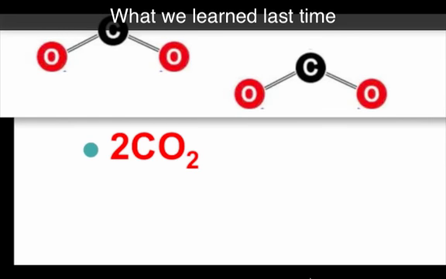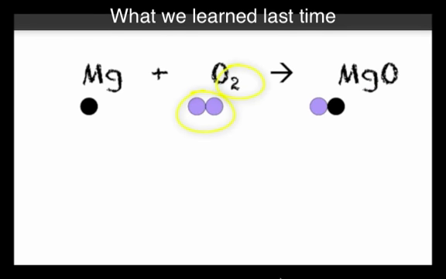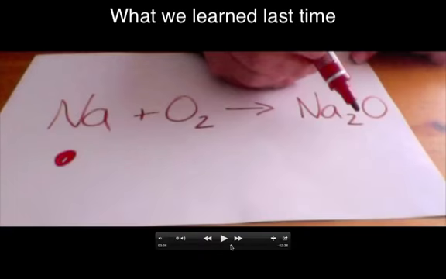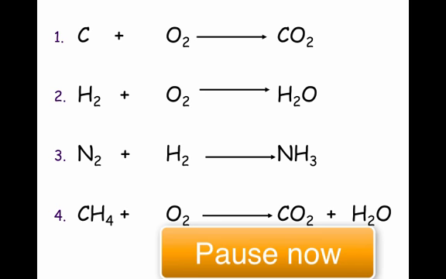So here, if we were trying to show that we had 2 molecules of carbon dioxide, we put a large 2 in front of the CO2 to show that there are 2 molecules. And we went through a process of counting up how many atoms there were of each element on each side of the equation and changing the coefficients, or the big numbers, to try and balance the equation. And I left you with this set of problems here.